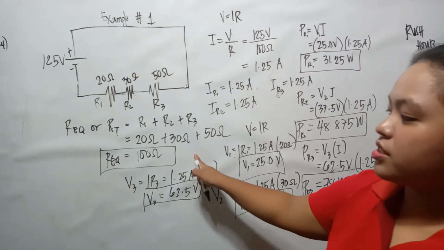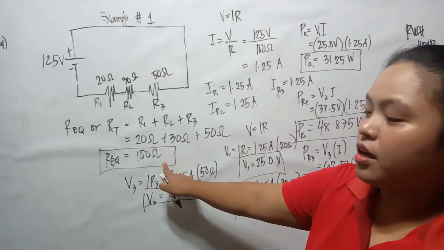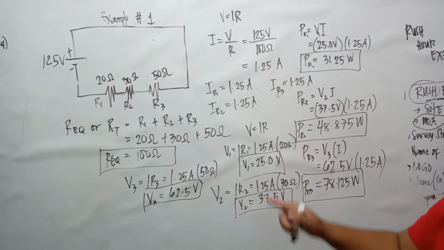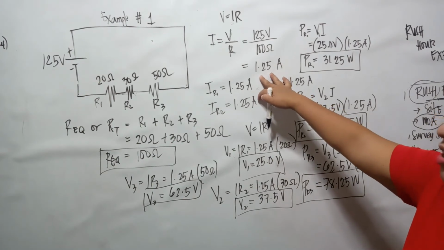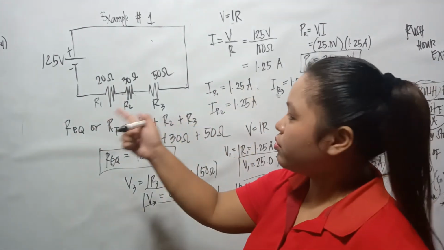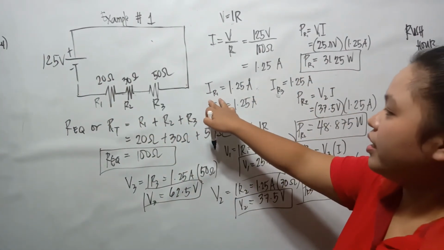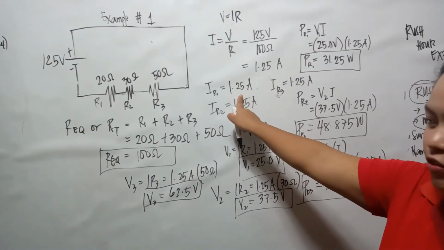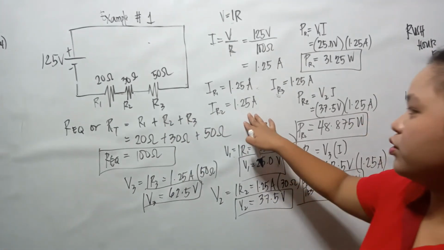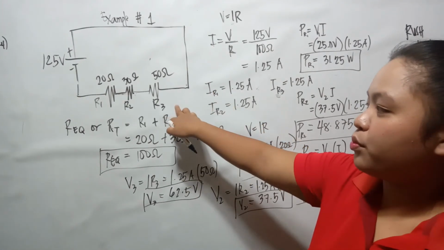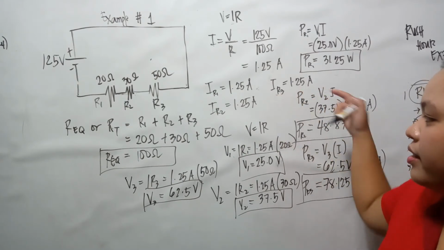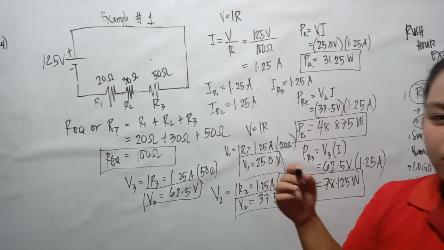So the total resistance, or the equivalent resistance, is equal to 100 ohms. The current is equal to 1.25 amperes. And we know that the current is the same through all the nodes. So the current at resistor 1 is also equal to 1.25 amperes, the current of resistor 2 is also equal to 1.25 amperes, and so on with the current in resistor 3, which is equal to 1.25 amperes.